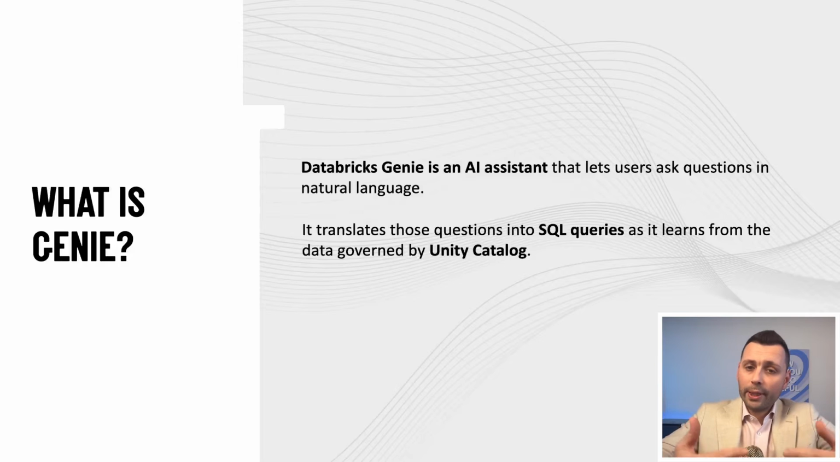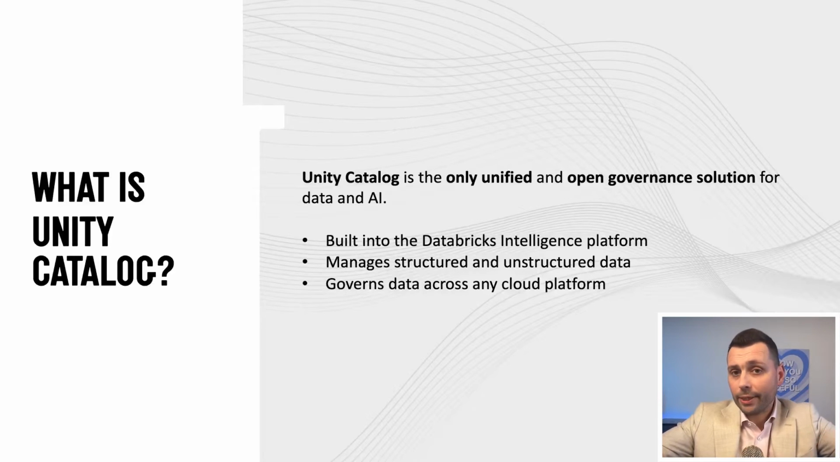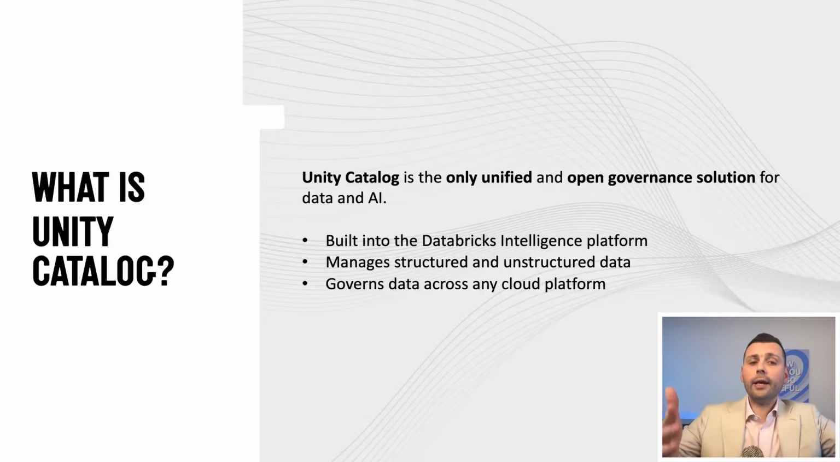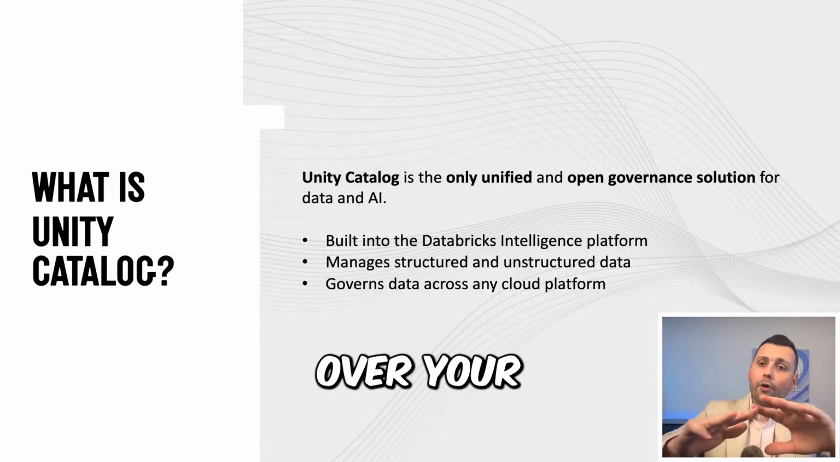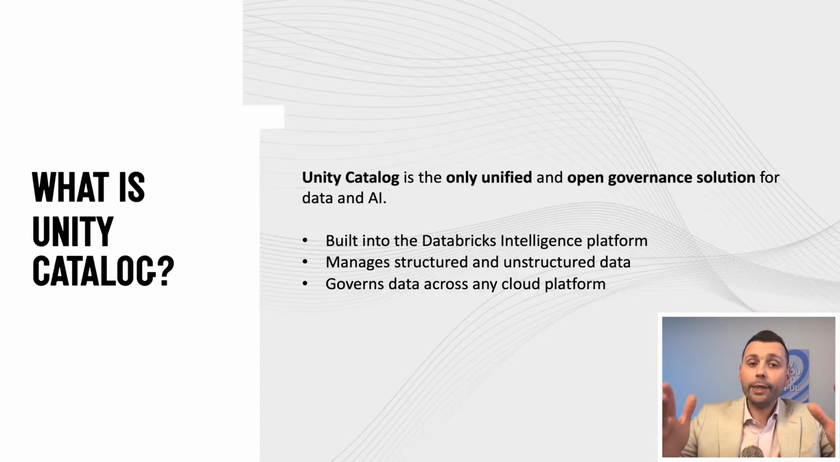It actually learns from the data and the metadata that's governed by Unity Catalog, meaning that it understands both the context and data relationships. And this brings me to Unity Catalog, which is the only open and unified governance solution for both data and AI. It manages structured and unstructured data, functions, and pretty much any data artifacts, and it governs data across any cloud platform. This is the backbone of this AI capability because Unity Catalog has visibility over your whole data landscape. It truly democratizes data and AI in your organization.